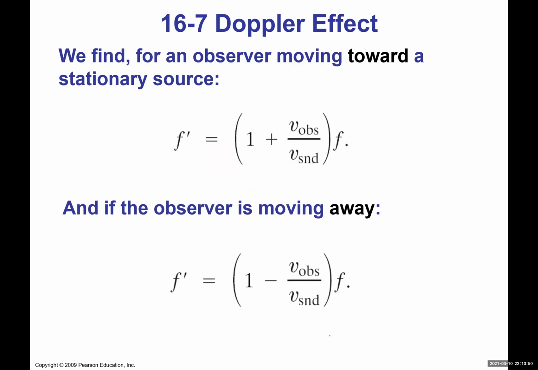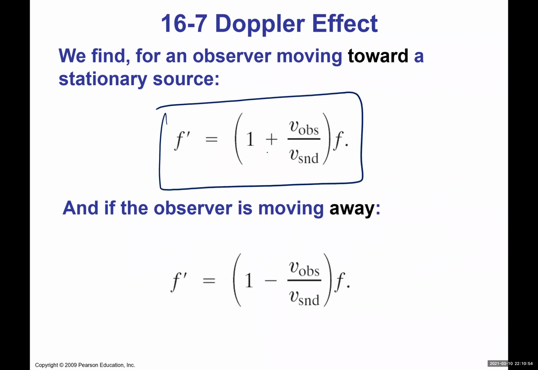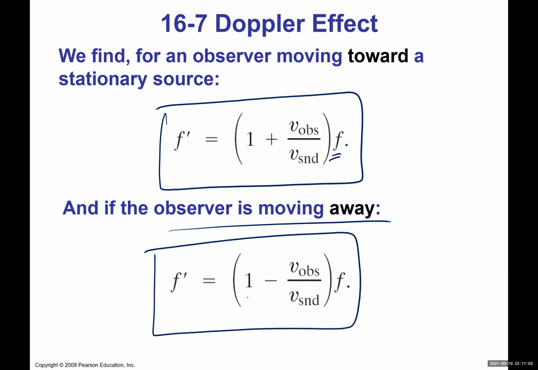So in this case, F prime, which is the apparent frequency, equals 1 plus V absorber over V sound times the original frequency. And if the absorber is moving away, then F prime equals 1 minus V absorber divided by V sound times the original frequency. Again, one thing you will see is that the frequency will change depending on whether the absorber is moving toward or away from the source. Very similar, let's say, to the Doppler effect applied here.